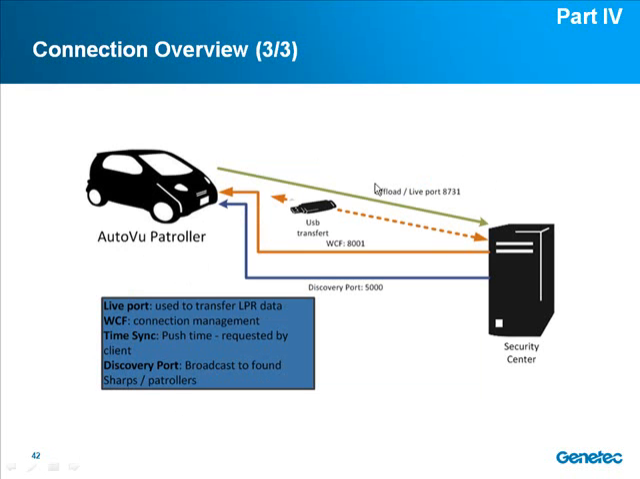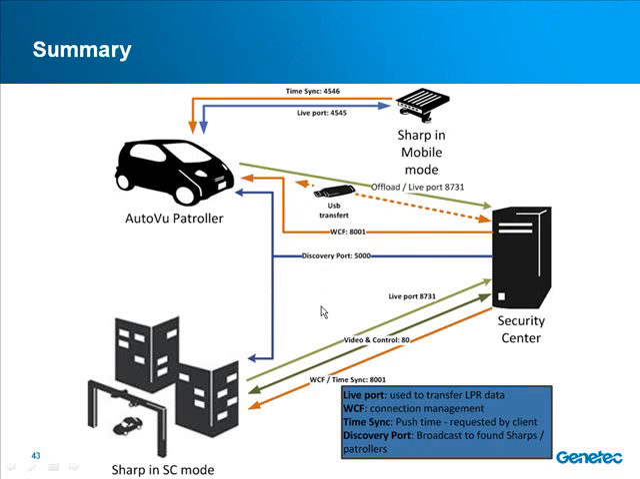Now on the other side of things, let's see how the Patroller connects to the Security Center system. The discovery is done on port 5000 again. And the WCF connection management is done on port 8001. The offloads are being done on TCP port 8731, but this information, as well as the hot list or user information, can be transferred using a USB drive as well. So taking a look at a complete system with both a fixed and mobile system integrated in Security Center, you can see it is the two components we just covered. And that's all going to the same system here.